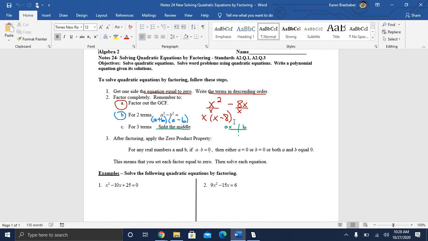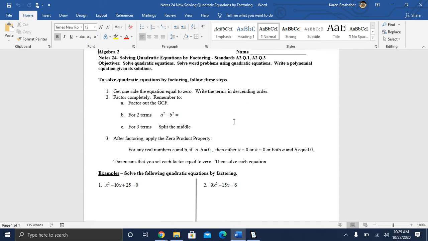After doing the factoring, then we will use what's called the zero product property. And basically that means that you'll set each factor equal to 0 and then solve the equation that results from there. So I have four examples that we're going to use to practice solving quadratic equations by factoring.